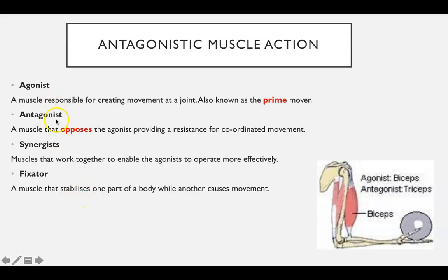So agonist, antagonist, synergist, fixator. That's the key information. Most importantly, agonist, antagonist. Now, I'll tell you this now just so you know. The antagonist is always, you just need to know, it's the opposite muscle.